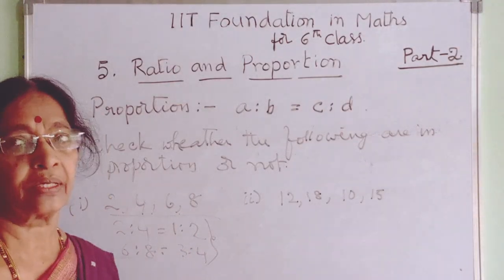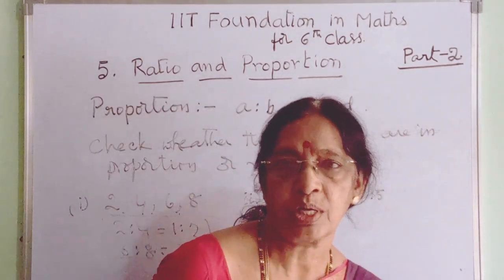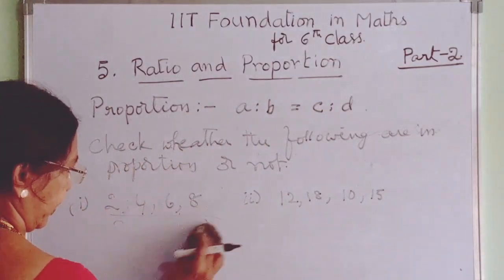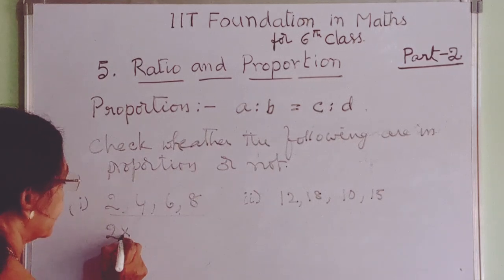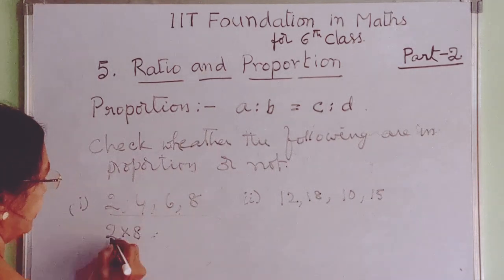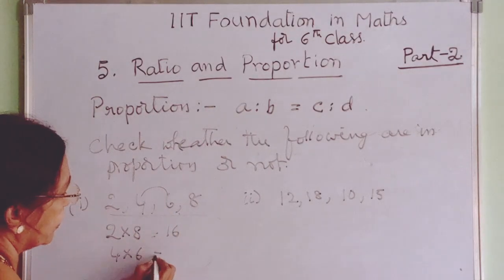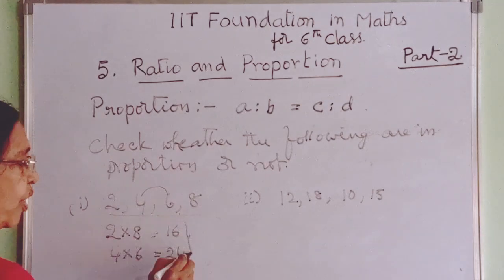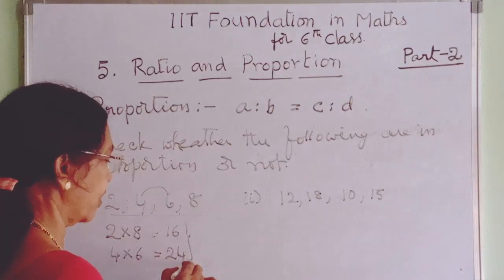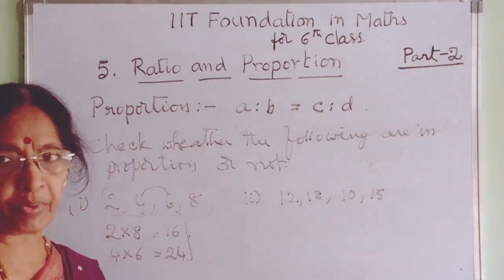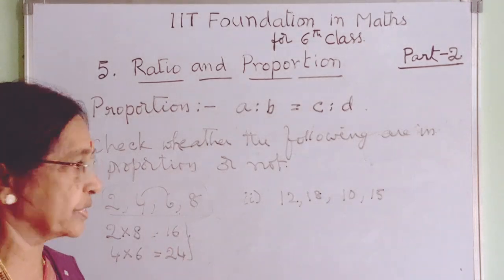Or in the second method, if we use the law of proportion, the product of extremes is equal to the product of means. The product of extremes, 2 into 8, is equal to 16. The product of means, 4 into 6, is equal to 24. These two are not equal. If they are in proportion, they must be equal. As these two are not equal, the four are not in proportion. So 2, 4, 6 and 8 are not in proportion.